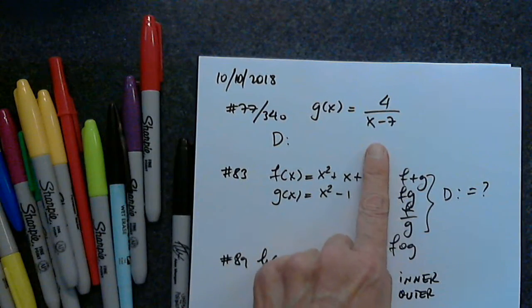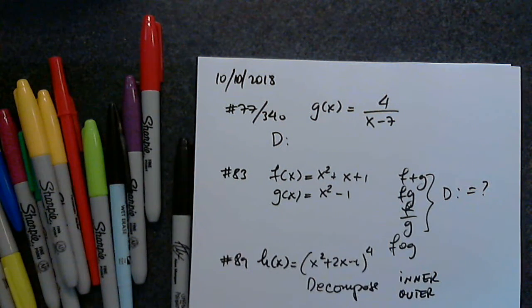What type of function is the first one? So I know what I have to do. What type of function is it? Perfect. It's a rational function. What can go wrong here?